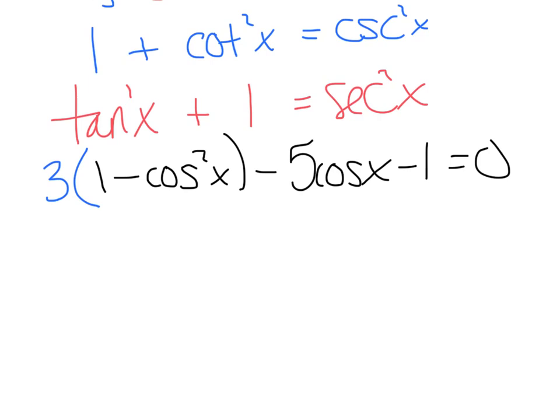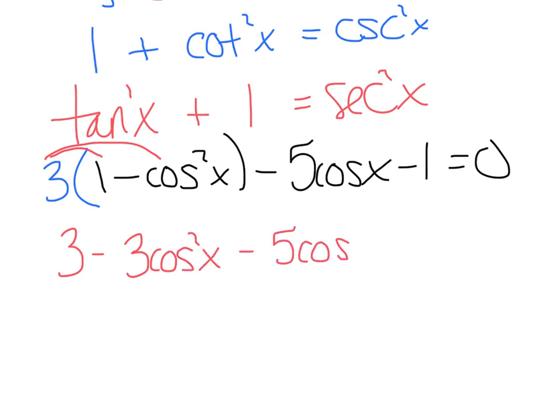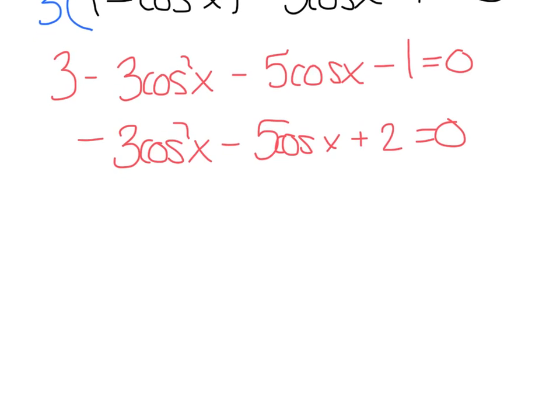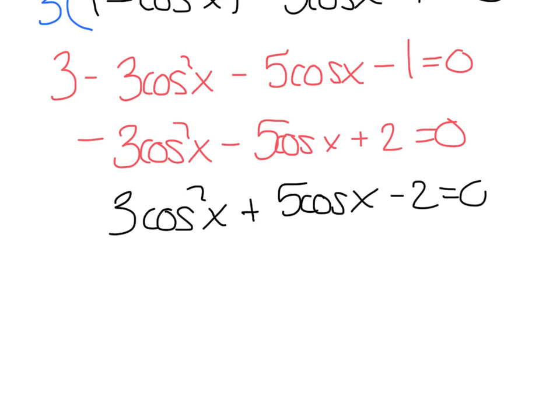Alright, now I got a lot of cleaning up to do before I go anyplace. So I can distribute this 3. So 3 minus 3 cosine squared x minus 5 cos x minus 1 equals 0. So that's negative 3 cosine squared x minus 5 cos x. 3 minus 1 is a positive 2. And again, a lot of people don't like to have that negative in front, so I'm just going to change everybody's sign. 3 cosine squared x plus 5 cos x minus 2 equals 0.